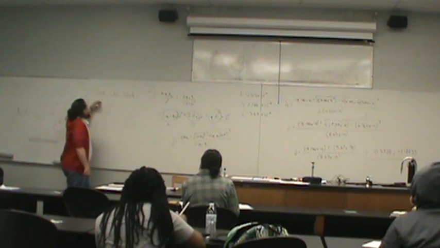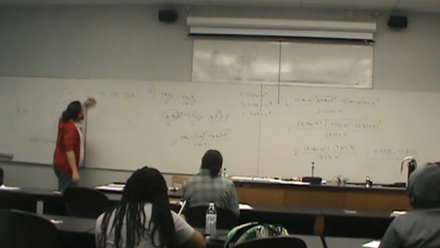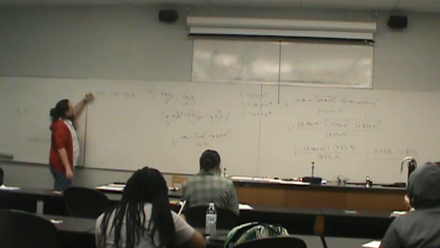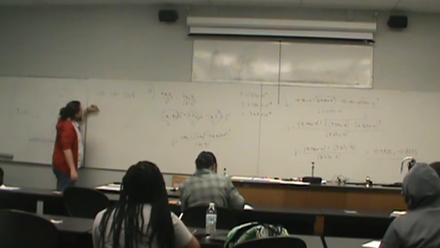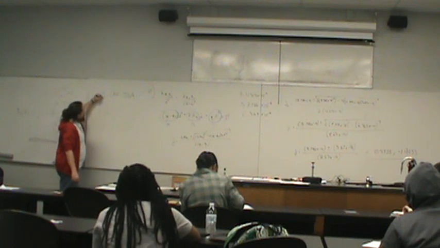So the mnemonic tells us that sine of anything will be equal to the opposite leg over the hypotenuse.